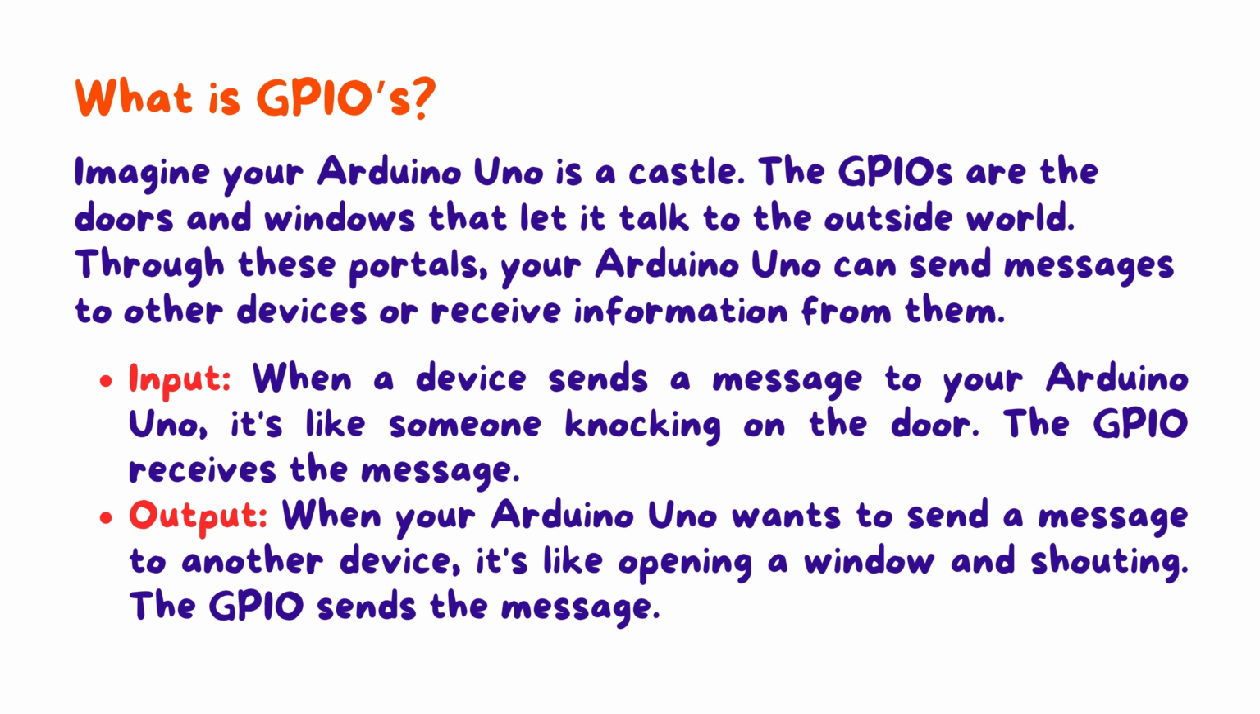What are GPIOs? Imagine your Arduino UNO is a castle. The GPIOs are the doors and windows that let it talk to the outside world. Through these portals, your Arduino UNO can send messages to other devices or receive information from them. Input. When a device sends a message to your Arduino UNO, it's like someone knocking on the door. The GPIO receives the message. Output. When your Arduino UNO wants to send a message to another device, it's like opening a window and shouting. The GPIO sends the message.